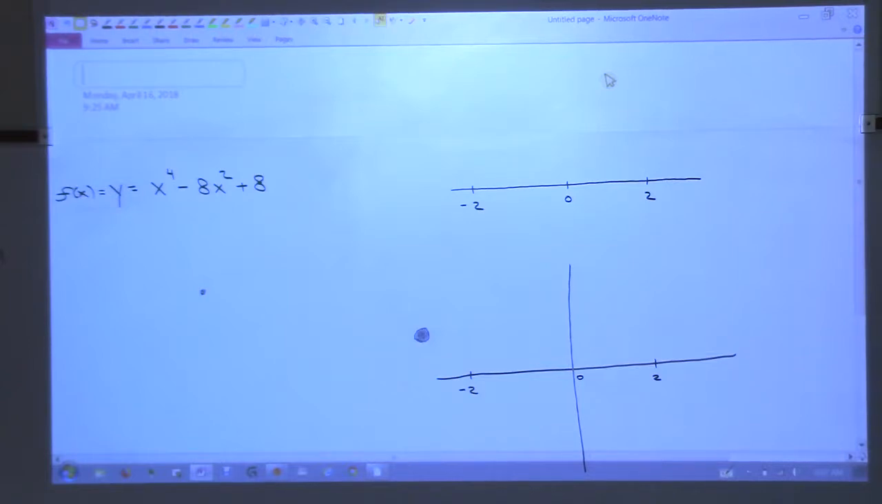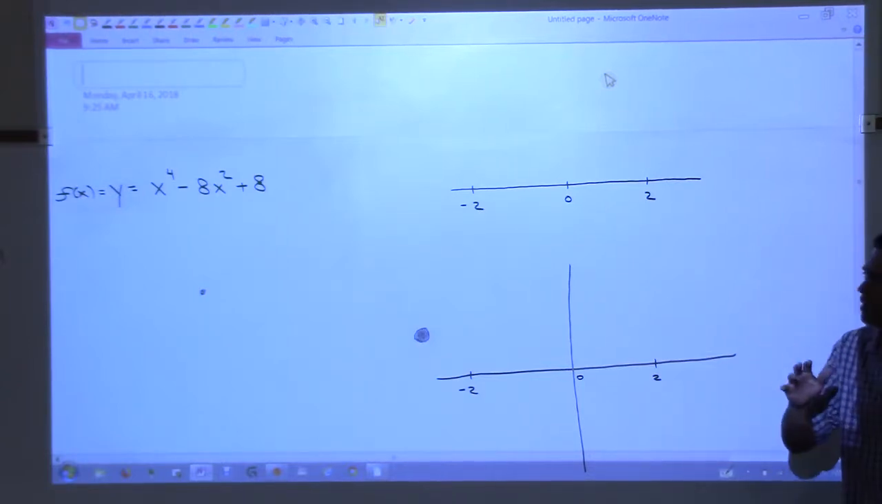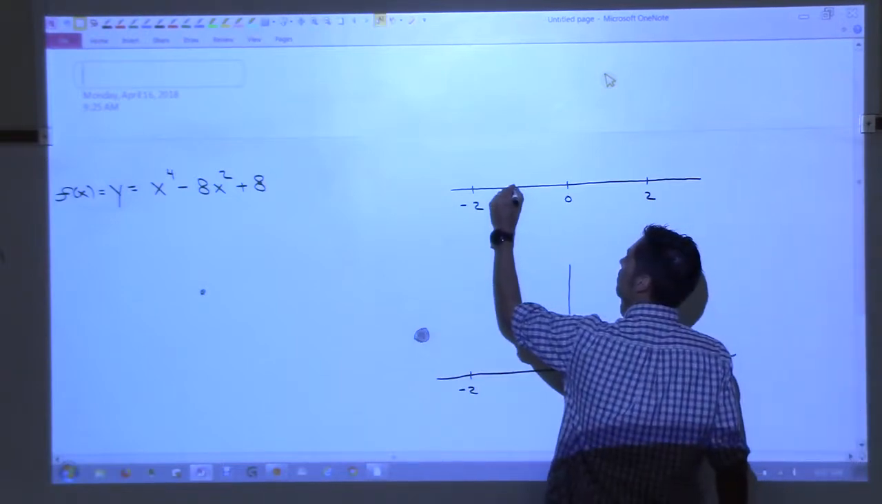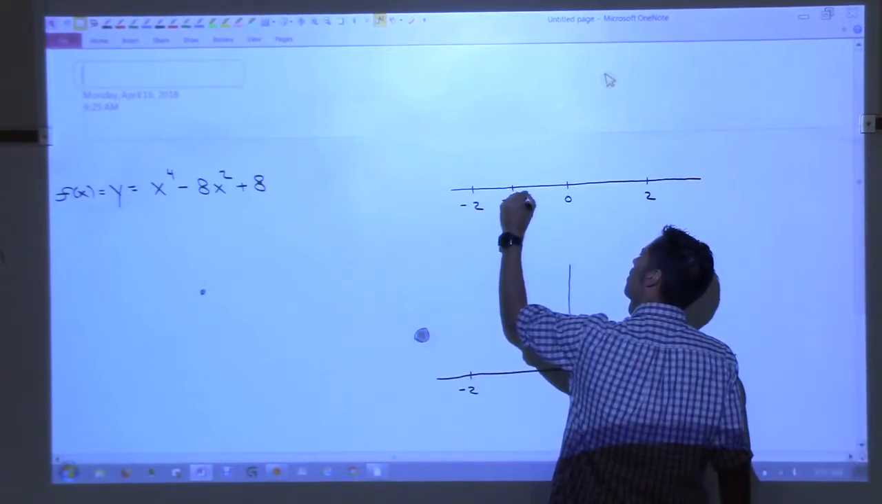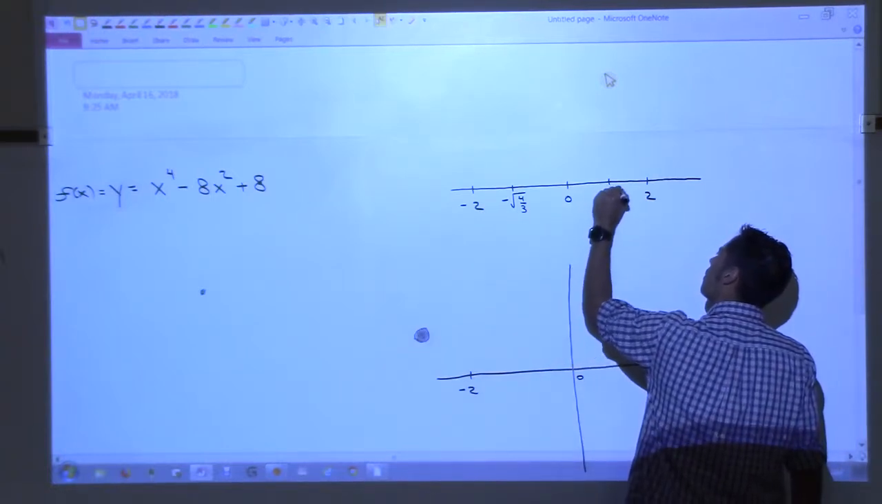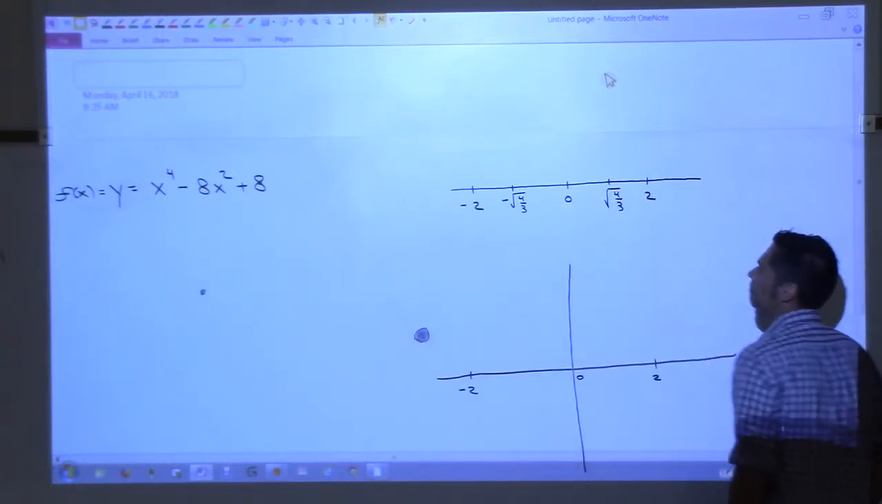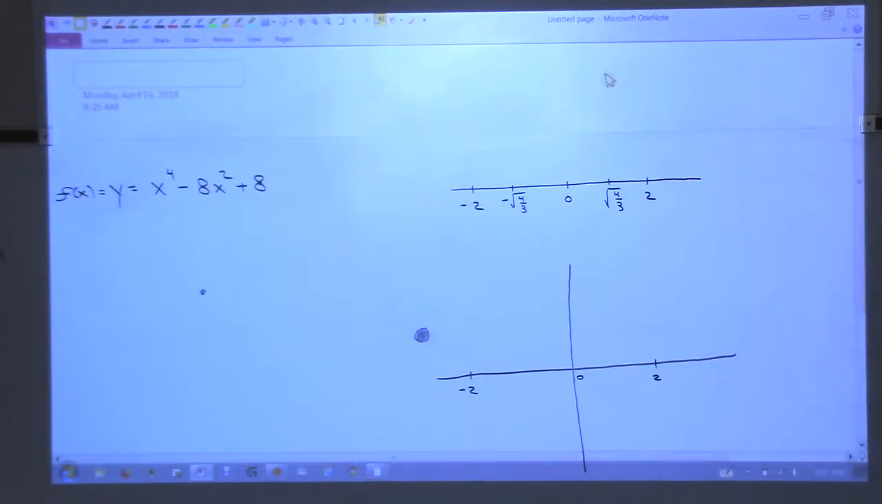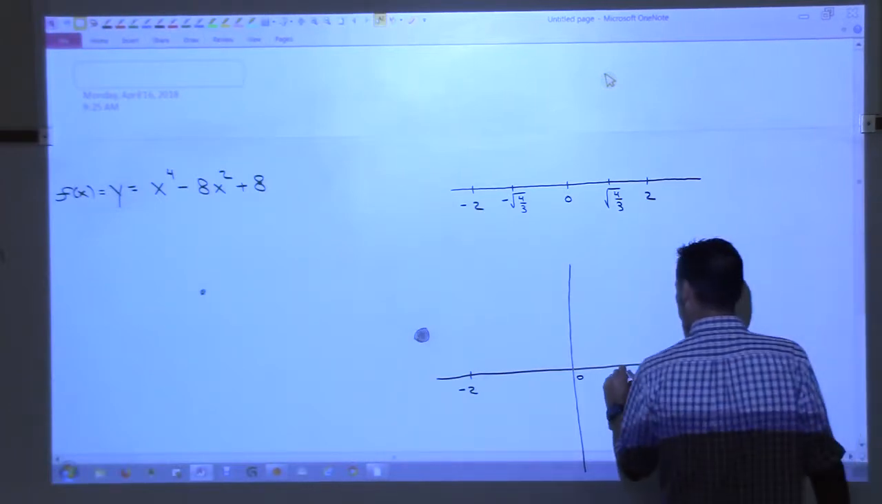What were the critical numbers from the second derivative? Positive and negative root 4/3, right? Root 4/3, which was 1.15. So I don't know, somewhere around here. Negative root 4/3, positive root 4/3. We don't have to get it perfect. We'll do the same thing down here.